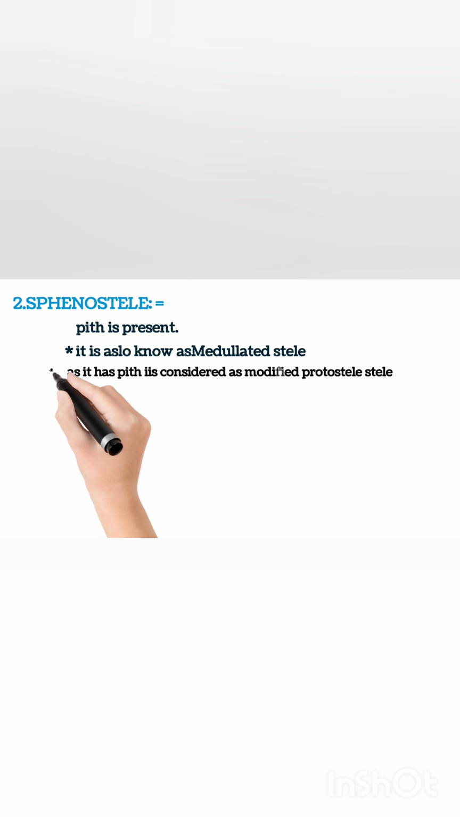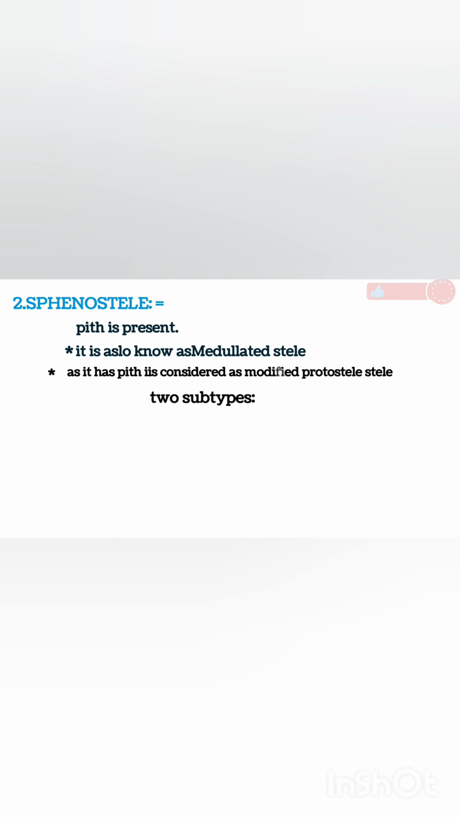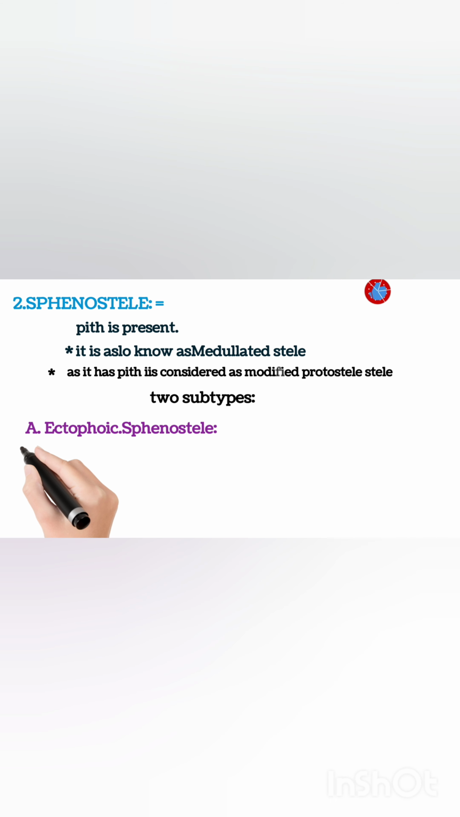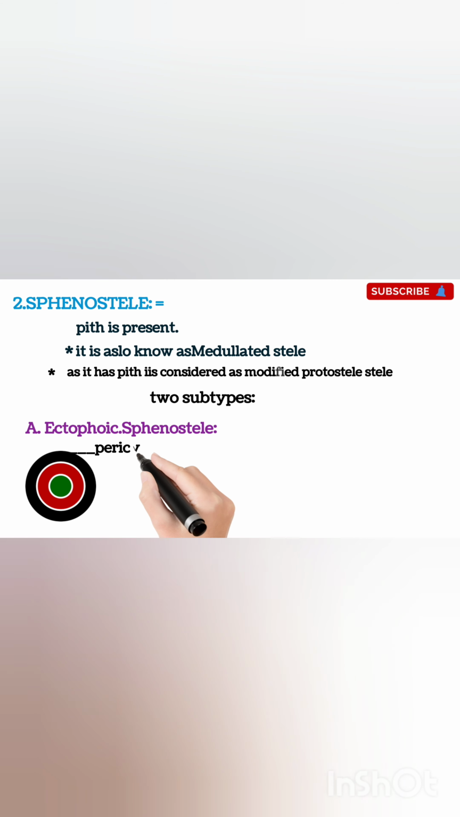As it has pith, it is considered a modified protostele. It has two subtypes. Number one is called ectophloic siphonostele. Its diagram is like that. It has the outermost covering pericycle, then a covering of phloem, and then a covering of xylem.